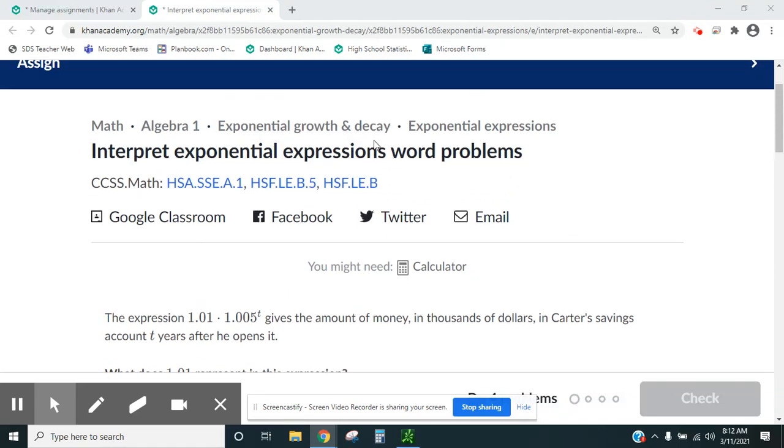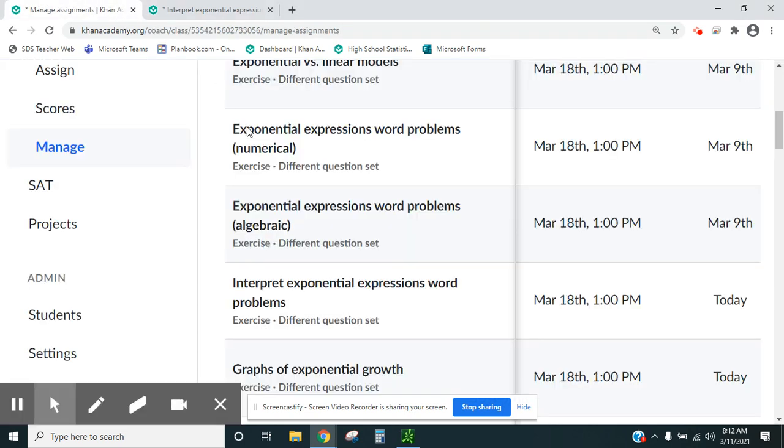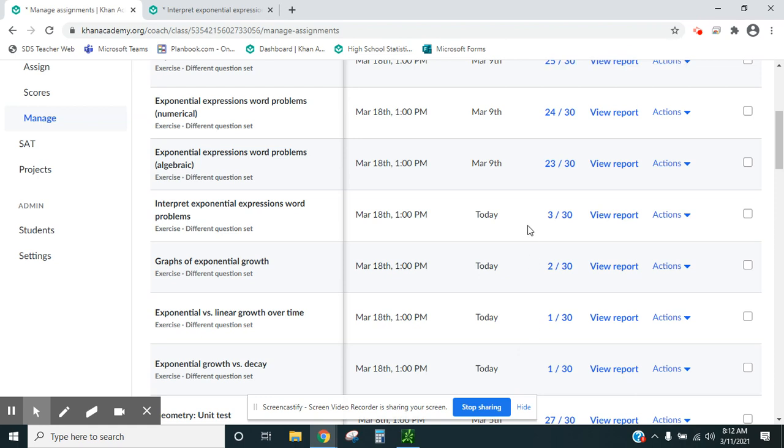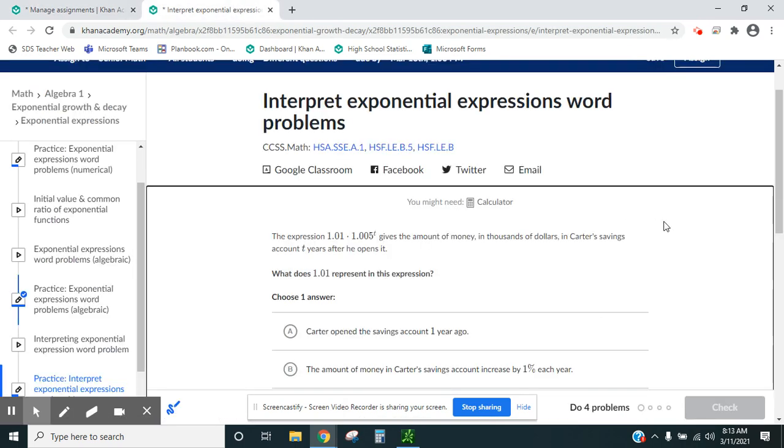All right, so these are the word problem assignments. Or not assignments, this is the word problem assignment. We have 4 today. Right there. All exponential stuff.